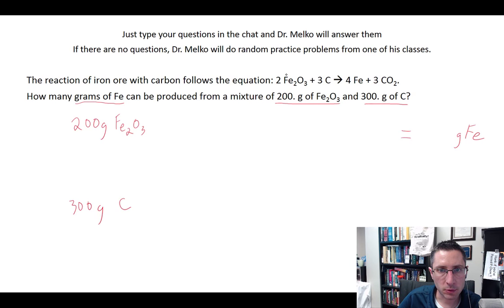All right, I'm given each one of these reactants some amount, and asked for a single amount of product. So I'm trying to figure out which one of these reactants is limiting this reaction.